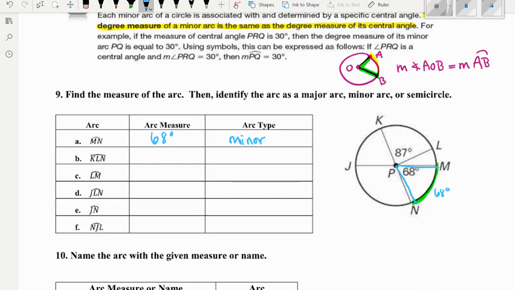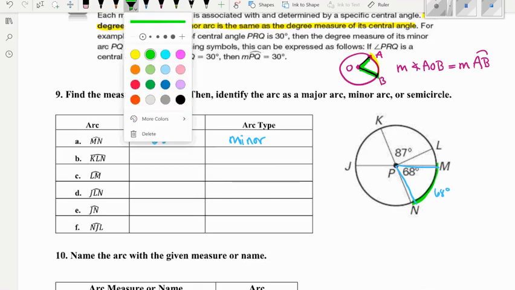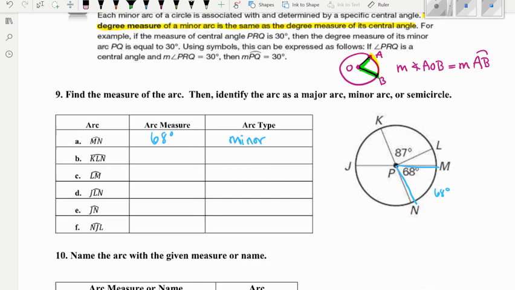Then we want to look at the next one, which is arc KLN. So K to L to N, you always want to go in order. If I look at that, notice that K to N is a diameter. So that means this is half of the circle. So that means that measure would be 180 degrees, which is a semicircle.